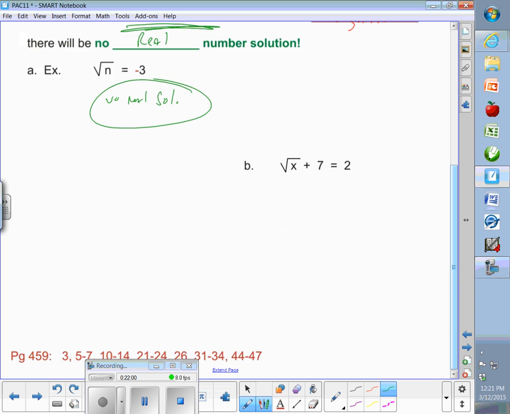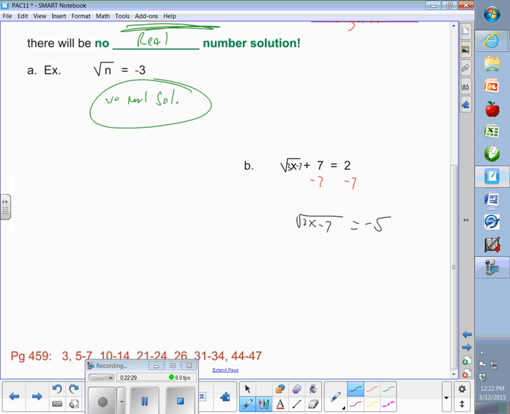So notice in B, on this one, everything looks good right now, right? But the problem is, is our radical isolated? No. And look, I don't care what's in the radical, in the radicand. I could have a 3x minus 7 underneath the radical sign. It doesn't matter. My first goal is to isolate the radical, and I'm going to add a negative 7 to both sides. So here I'm going to keep my 3x minus 7 in there.